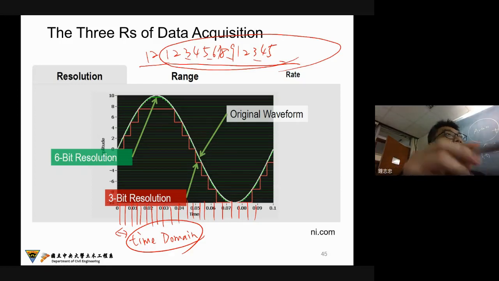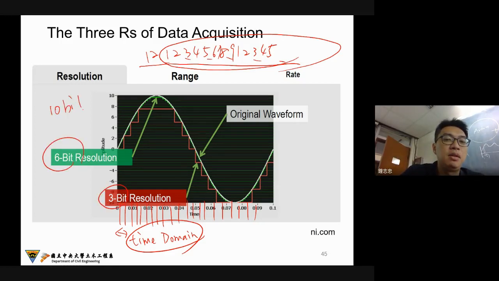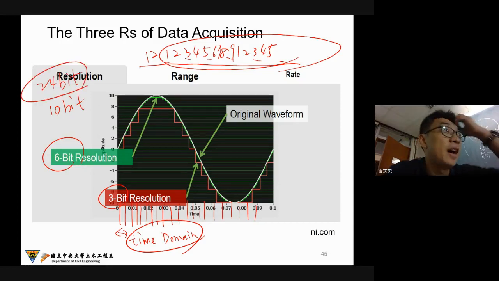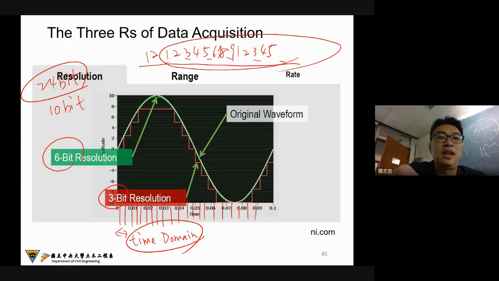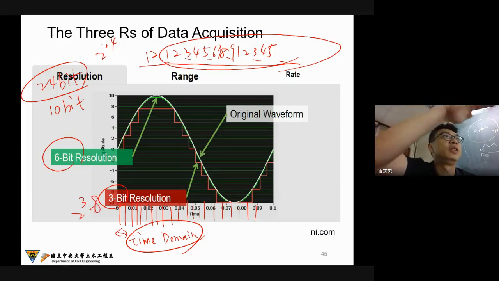Sometimes you can find 6-bit, 8-bit, or 10-bit, or up to 24-bit. Please find out next time and tell me what the difference is. I give you a hint. This is 2 to the power of 24, and this is 2 to the power of 3. So it means you only have eight levels for the quantification of the amplitude.